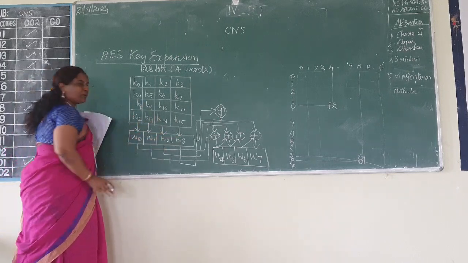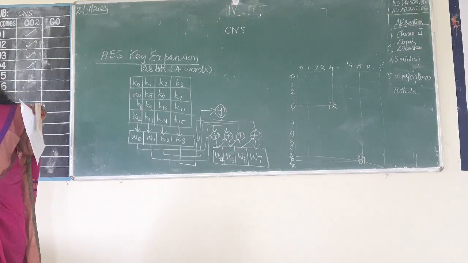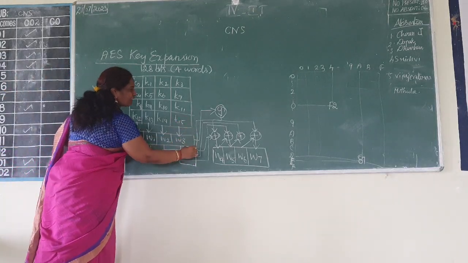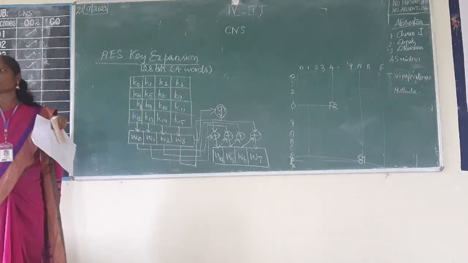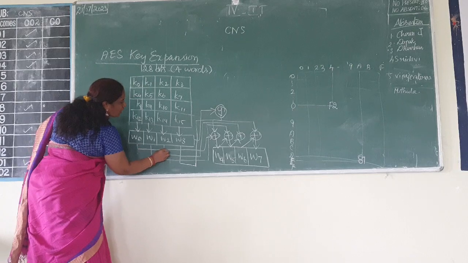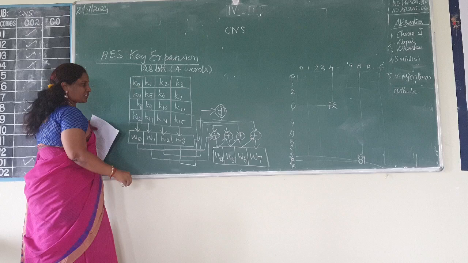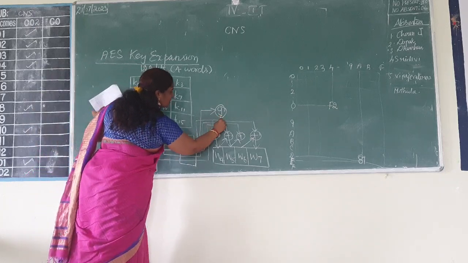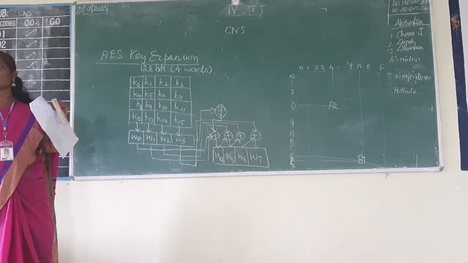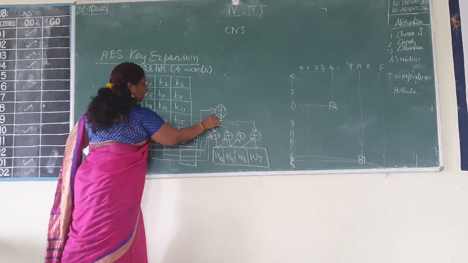Similarly, W2 and W3. This is the actual word we are getting from the actual key which is going to be expanded. First expansion alone will be shown over here. In the same way, the rest of the words also will be expanded. So how is it getting expanded? W0 is subjected to XOR operation with G value. What is G? G is a function. What exactly this G does, I will explain. But for the time being, G is a function.